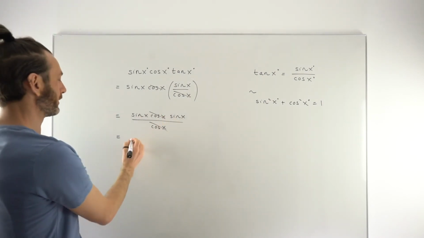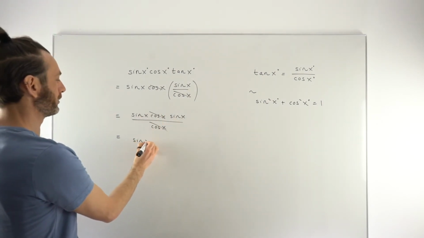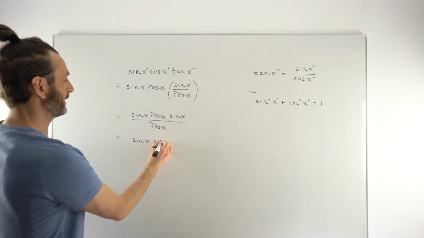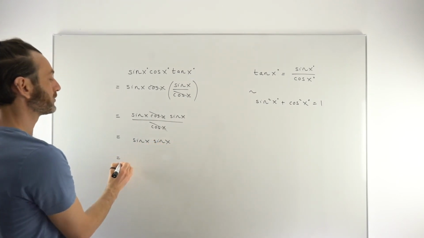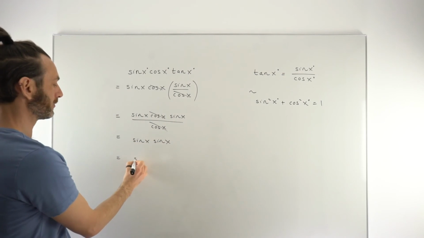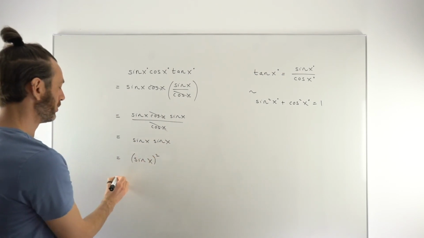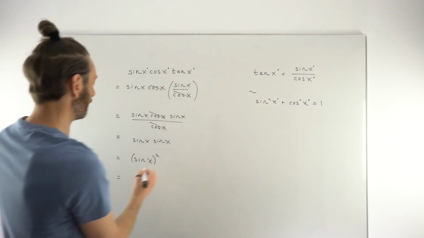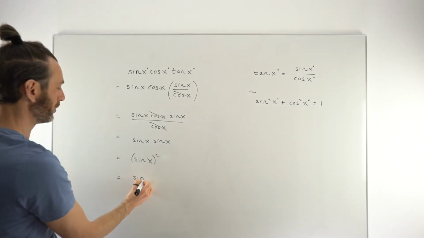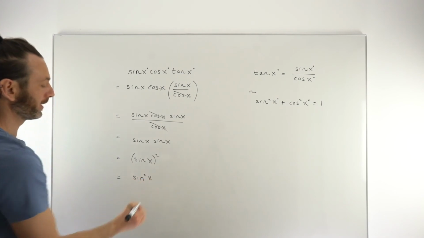That's going to leave you with sine times sine. So you've got sine x times sine x, which is sine squared x. So it's either writing that as sine x in a bracket squared, or the common notation is like this one here, which would be sine with the squared in the middle, like that.